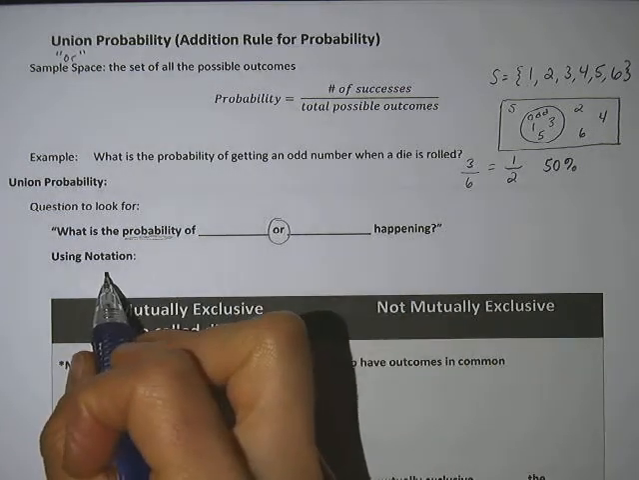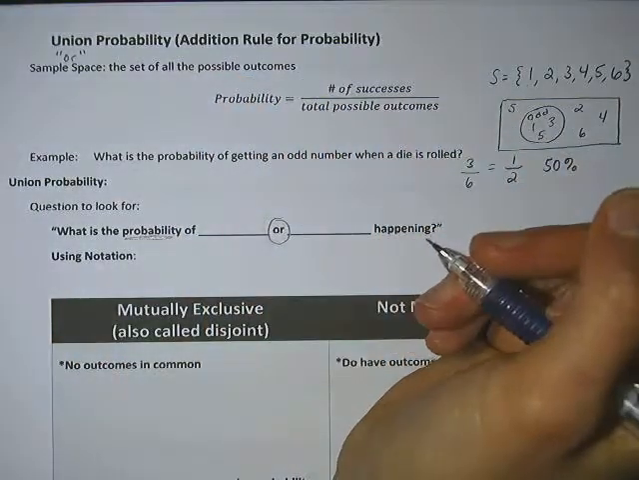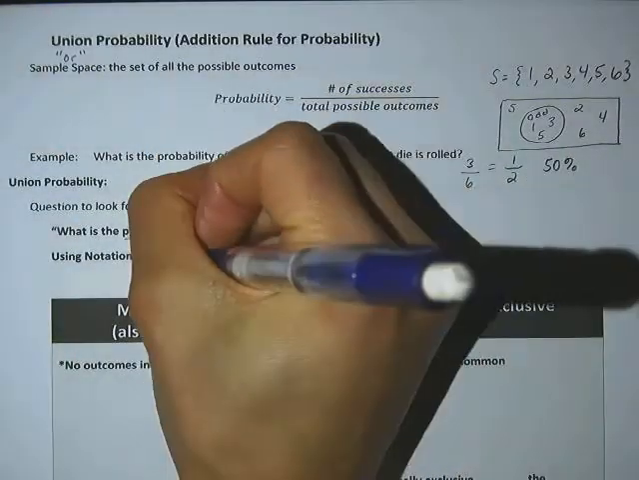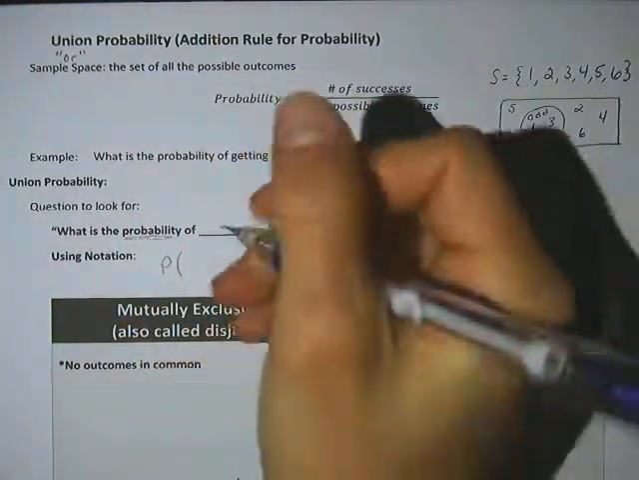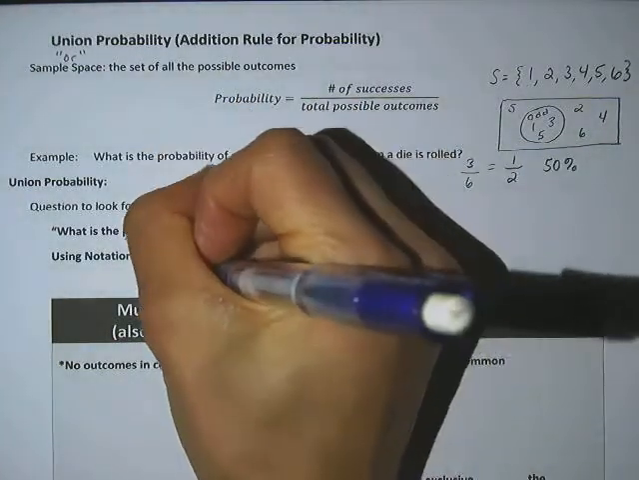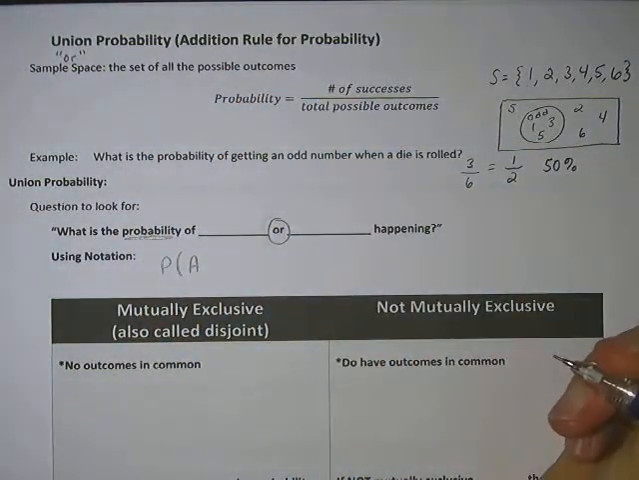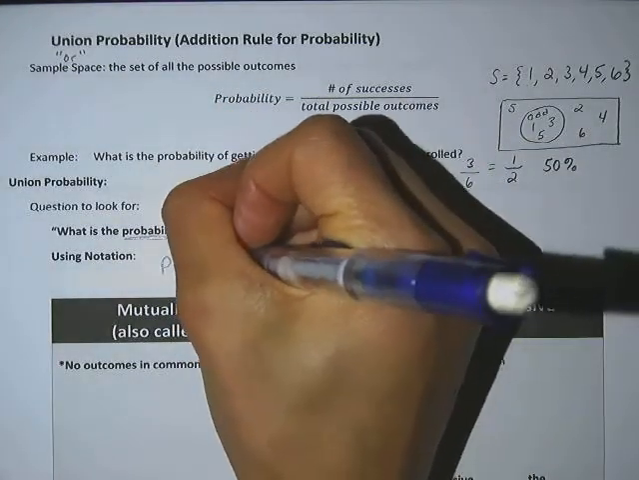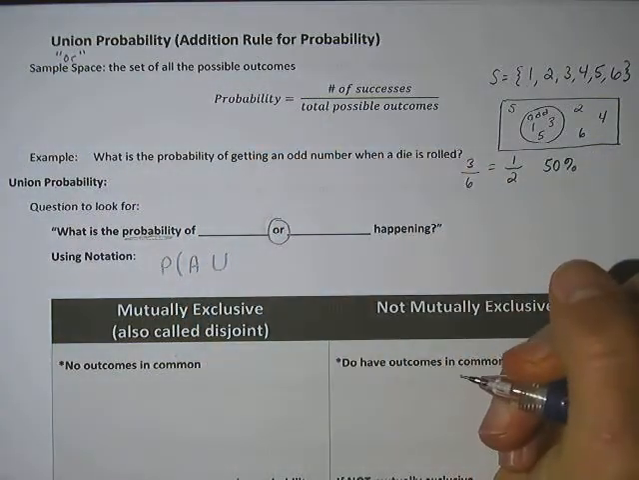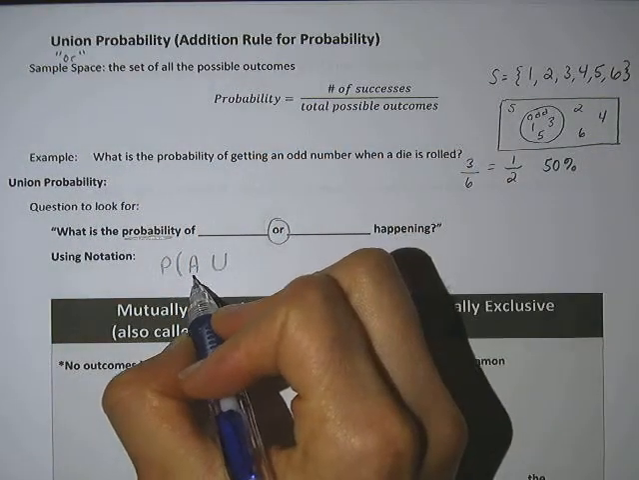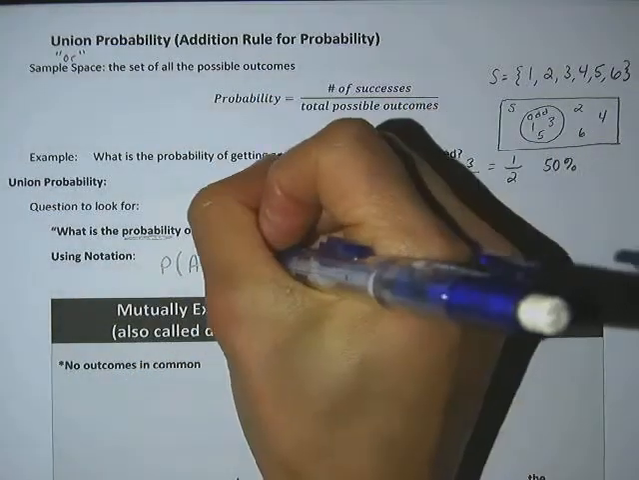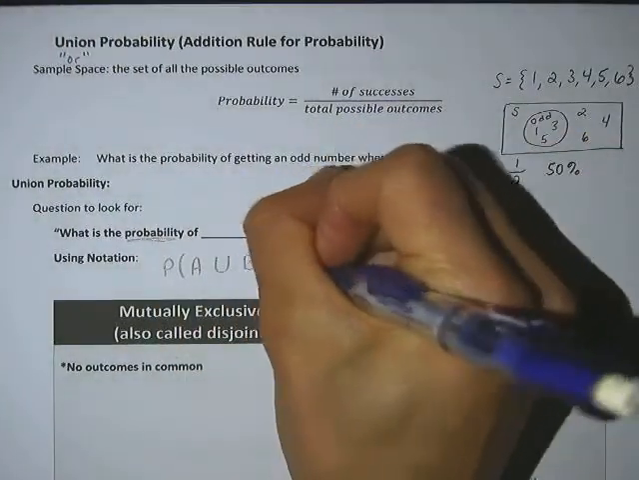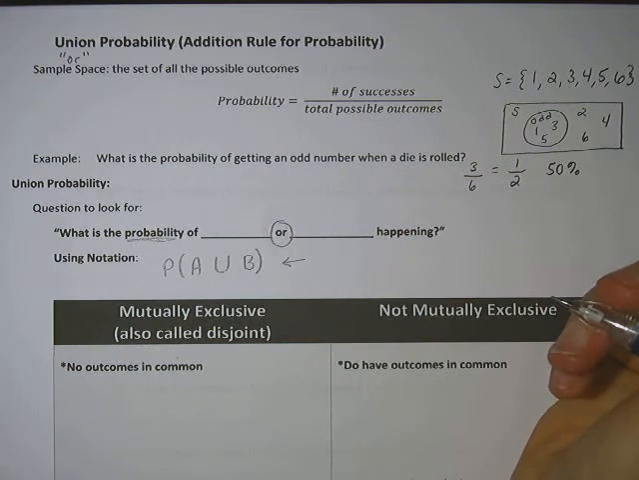All right. And then the notation will probably be a little familiar to you. If you remember, probability is a P. So the probability of, and instead of just leaving blanks, I'll put letters. Let's say they're asking, what's the probability of A happening, just to be general, or, remember, the symbol for union was this, almost looked like a U. So this is the probability of A or B happening. Okay. And so that's the notation to look for to know it's a union probability problem.